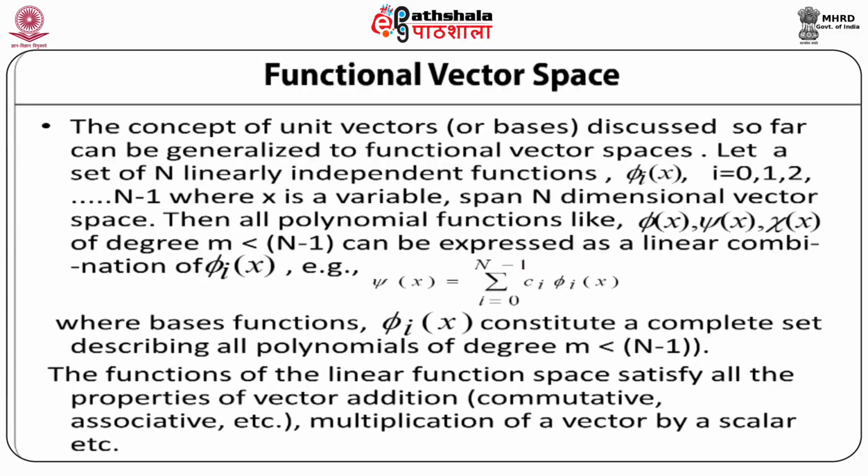The scalar multiplication is also associative. So, if we have two scalars alpha and beta and a function phi(x), then we can define the associative property as alpha into (beta phi(x)) is equal to (alpha beta) into phi(x). And then we have the identity property, which means that if we have an identity I and a function phi(x), then I into phi(x) is equal to phi(x).